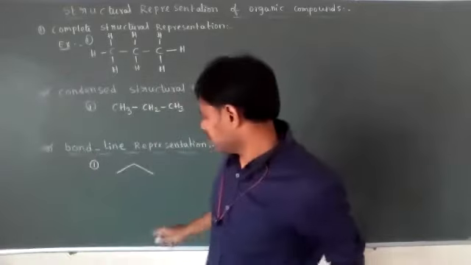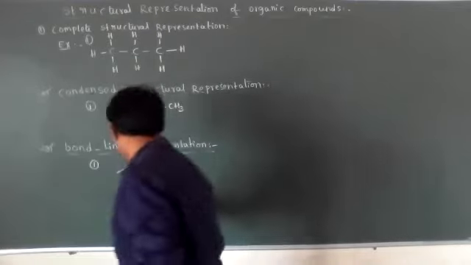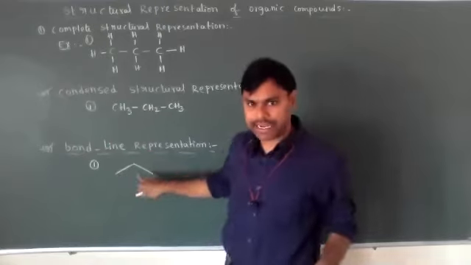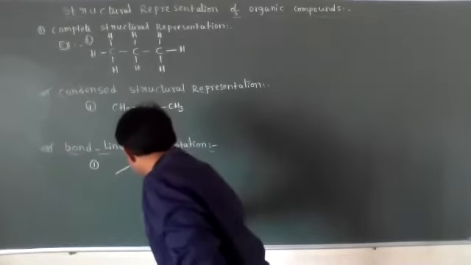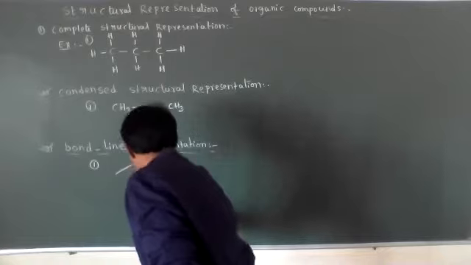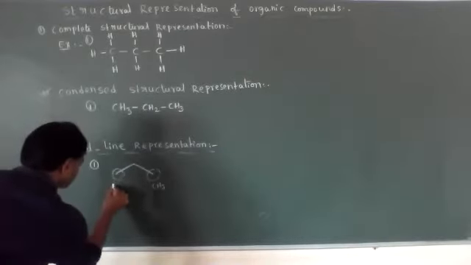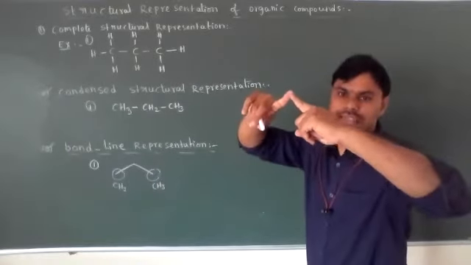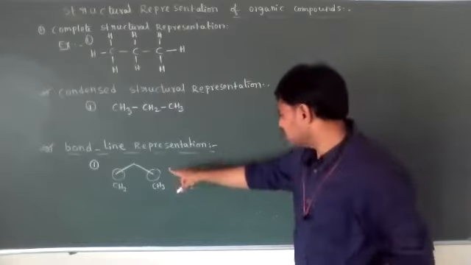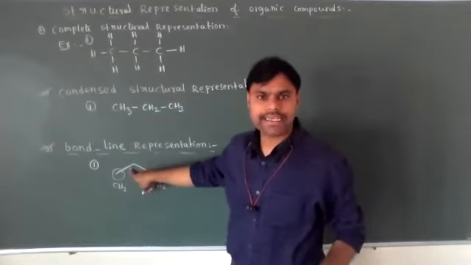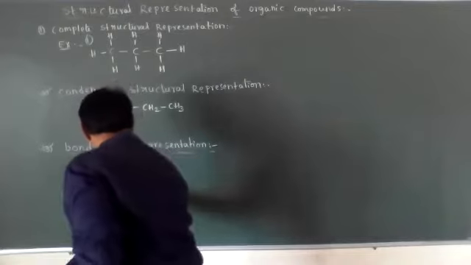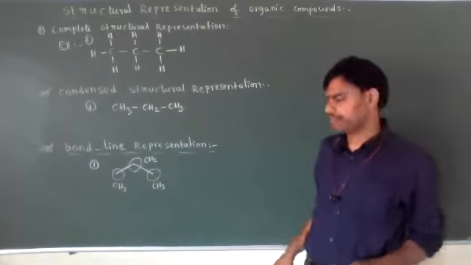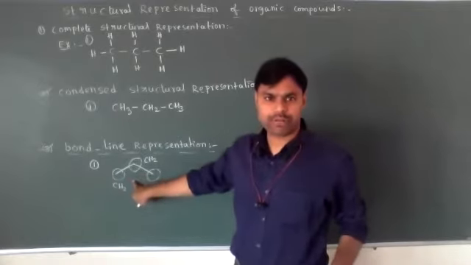Like this, one single line is present at this end, which represents the CH3 group. The middle carbon is connected by two single lines, which indicates CH2. That's why this is the bond line representation of propane.